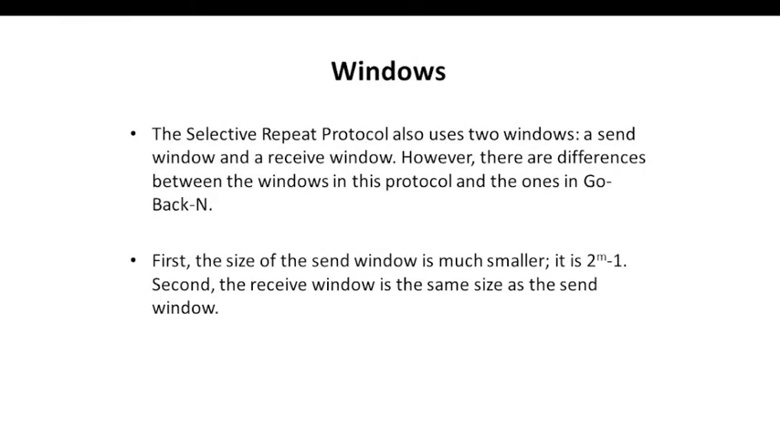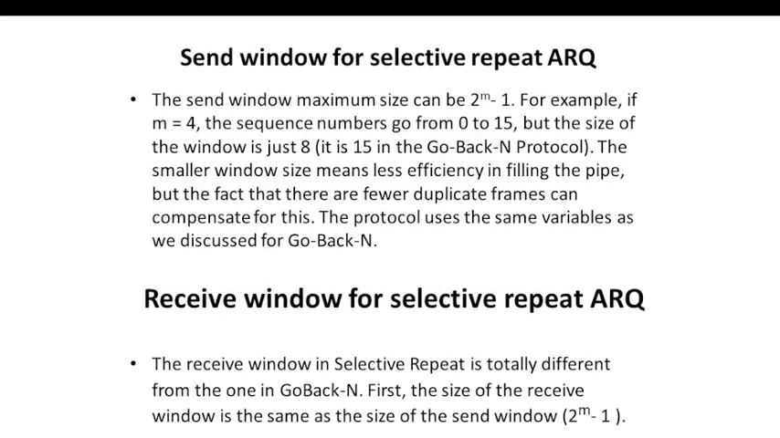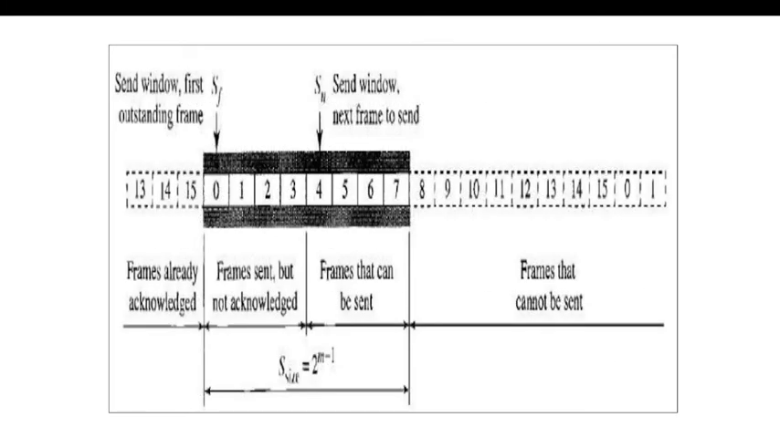Selective repeat ARQ protocol uses two windows. One is a send window and another is a receive window. There are differences between the windows in this protocol and the ones in Go-Back-N. First, the size of the send window is much smaller, and it is 2 to the power m minus 1. Second, the receive window is the same size as the send window. This is a diagrammatic representation of the frames.